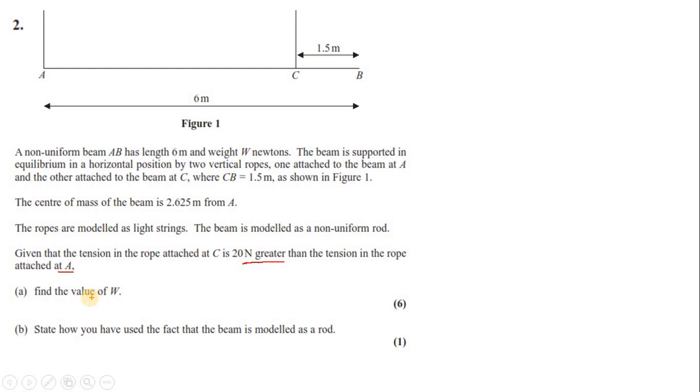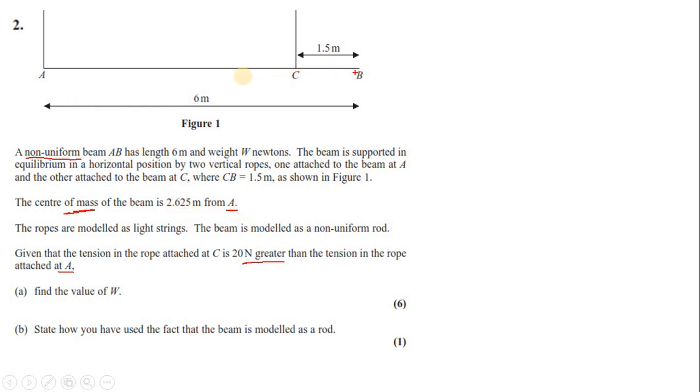So first of all, remember these types of question are again a typical question of a moment. So first you just visualize how many forces are acting in the system. You know that this is the beam, and it is not just uniform, it is a non-uniform beam. That means the weight of the beam will be acting at the center of mass, not at the center, it's somewhere else, and the center of mass is 2.625 away from point A.